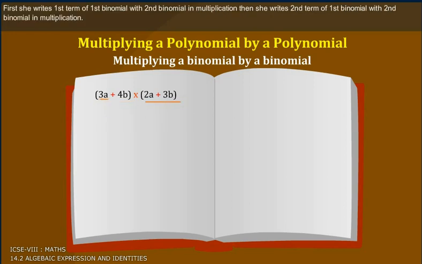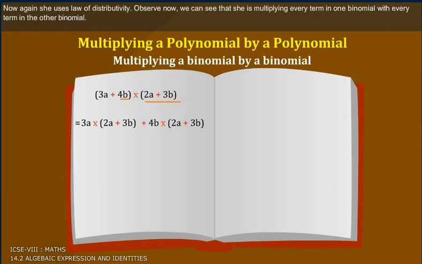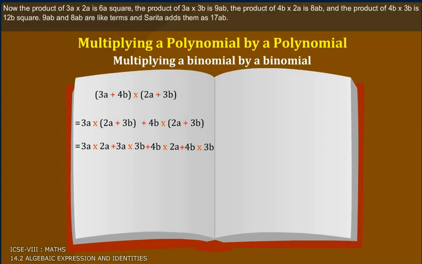First, she writes the first term of the first binomial with the second binomial in multiplication. Then, she writes the second term of the first binomial with the second binomial in multiplication. Now again, she uses the law of distributivity. Observe now. We can see that she is multiplying every term in one binomial with every term in the other binomial. Now the product of 3a into 2a is 6a square.